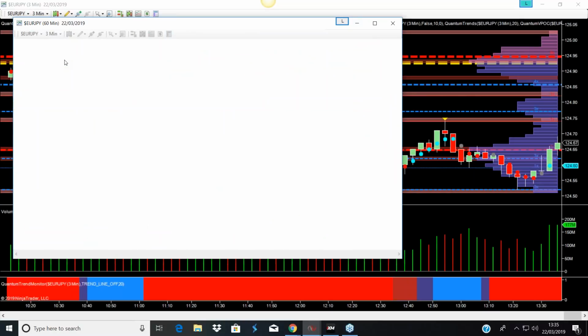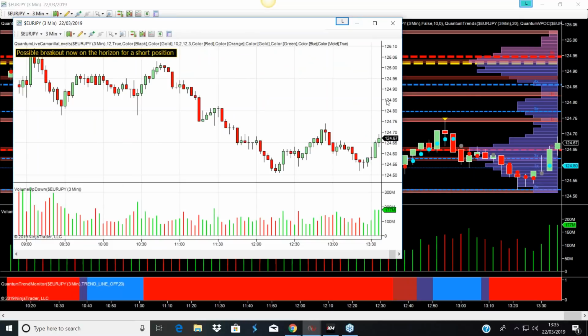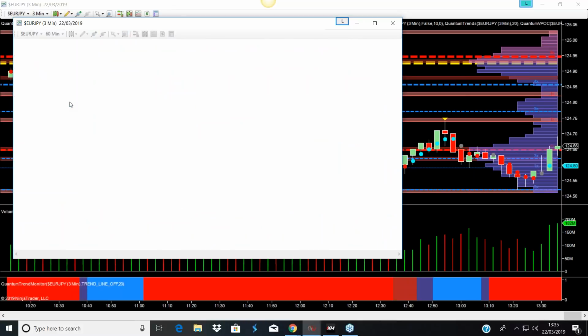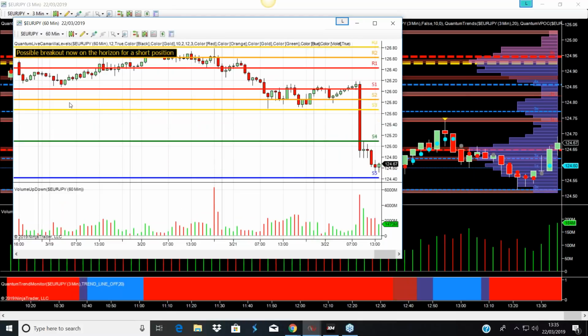Let's have a look at this 3-minute one. I think we're so far away from... Oh, we're miles away on that one. Let's have a look on the hourly. Those are the levels on the hourly chart, and they stay here all week, by the way. So next week there'll be fresh levels. That's got a little bit of way to go there.